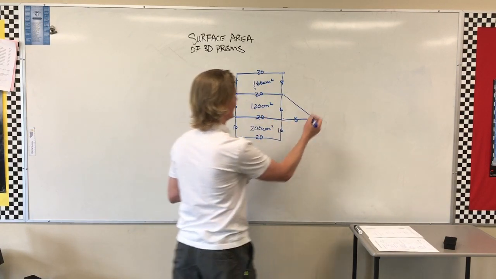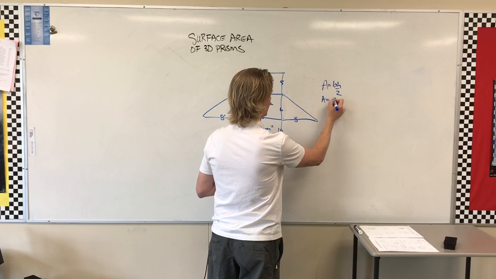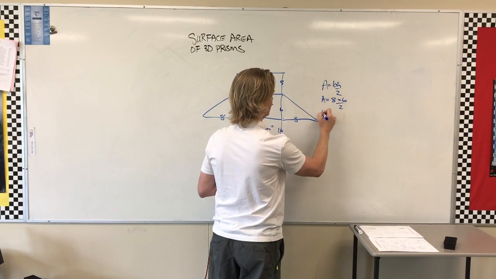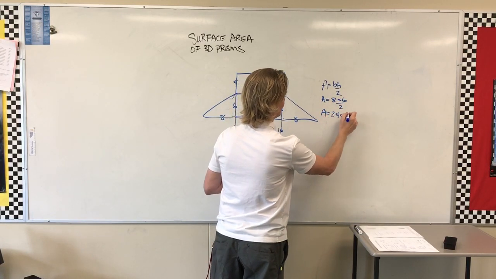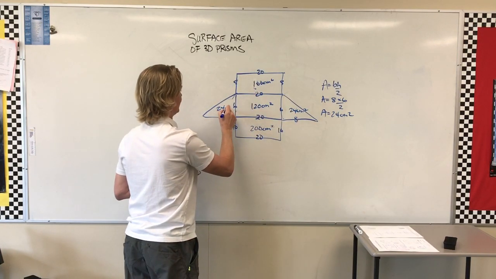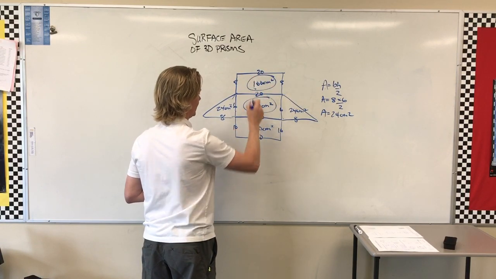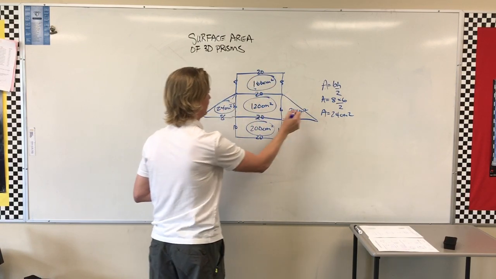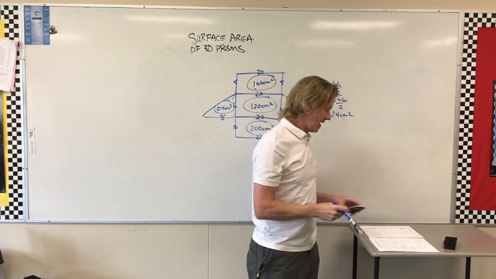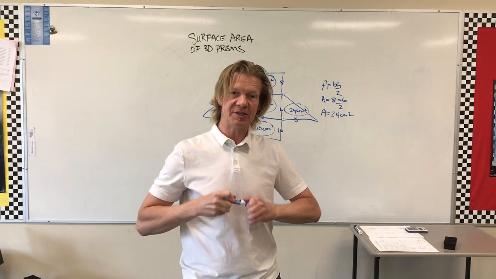Now my triangles, remember triangle is base times height divided by 2. So 8 times 6 divided by 2, and I get 24 centimeters squared for each one of these. So 24 centimeters squared, 24 centimeters squared. So now I just add up all the surface areas. 160 plus 120 plus 200 plus 24 plus 24, and I should get 528 centimeters squared. And that's it. That's surface area.